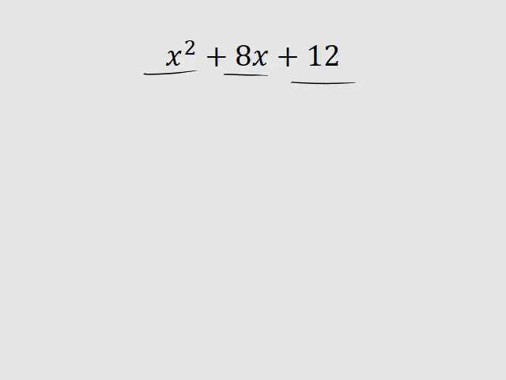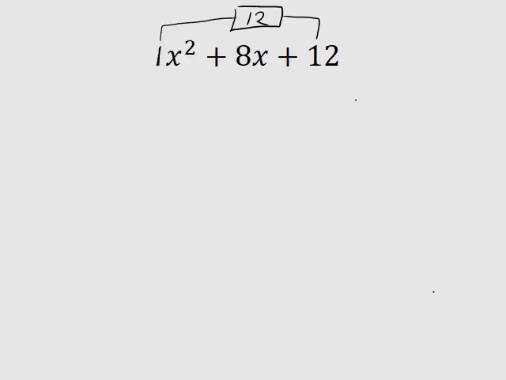So what we're going to do now is go through the process of factoring by grouping. When you're factoring by grouping, the first thing we want to do is take our first coefficient, which is 1, and multiply it by our constant at the end. So we're doing first times last. 1 times 12 is 12.